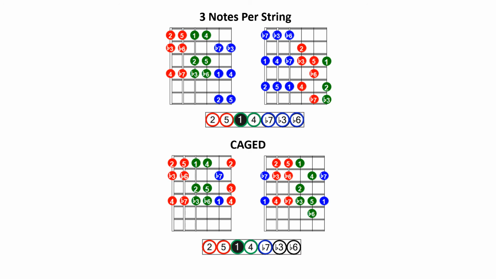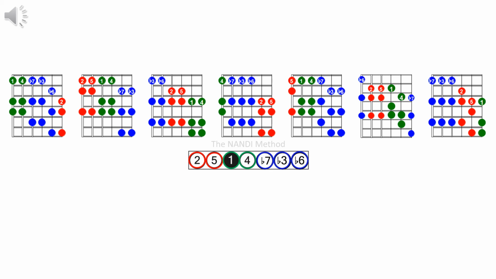With the knowledge acquired from this lesson, you should now be able to identify intervals in any minor scale with the utmost confidence, all without having to rely on shape memorization. There you have it, hacking the minor scale in the 3 notes per string system with the NANDI method.